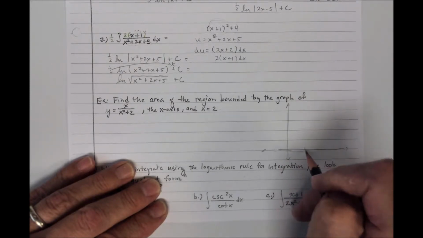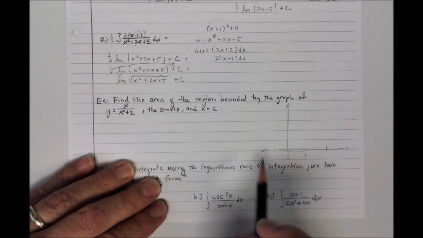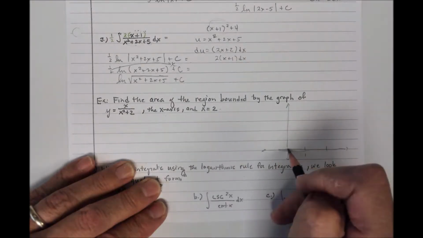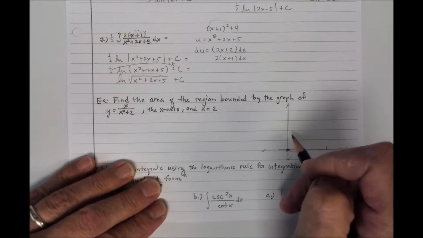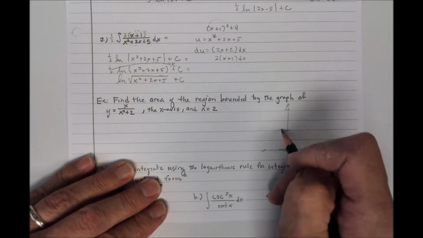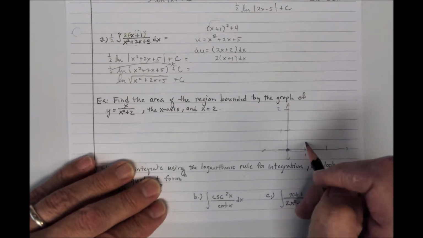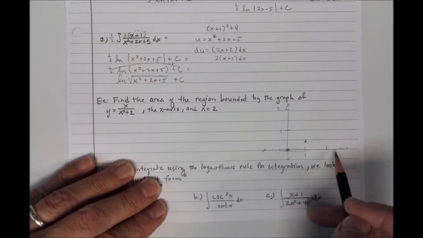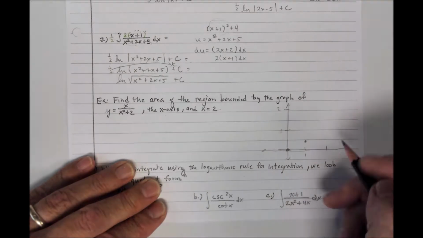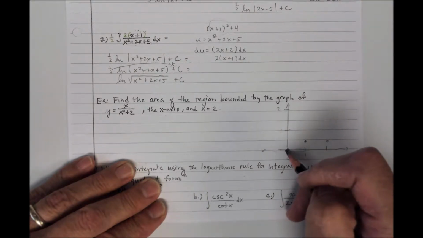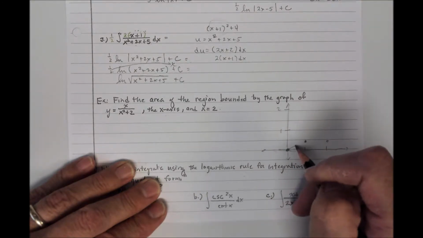So here's 1, here's 2. And if I put 0 in here, I get 0. If I put 1 in here, I get a third. So a third would be about here. And then if I plug 2 in, I get 2 over 6, which is also a third. I'm probably just guessing. Probably something like this.